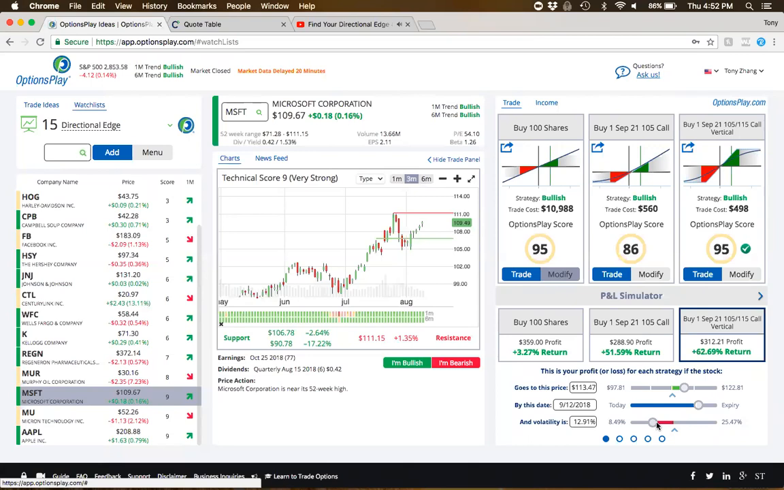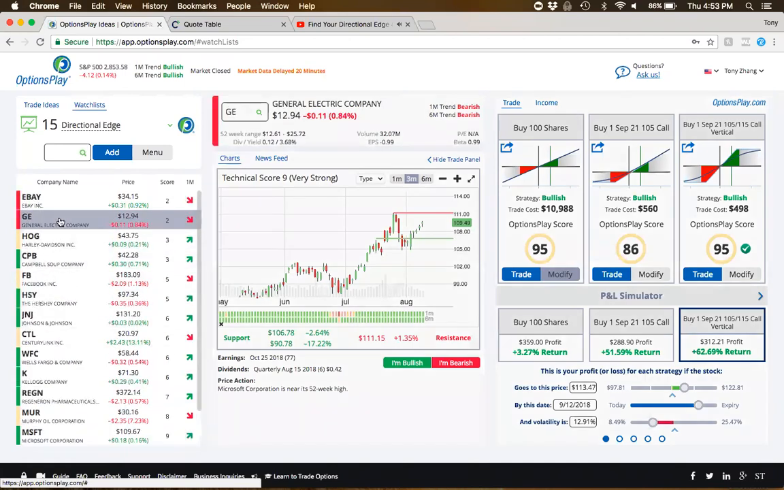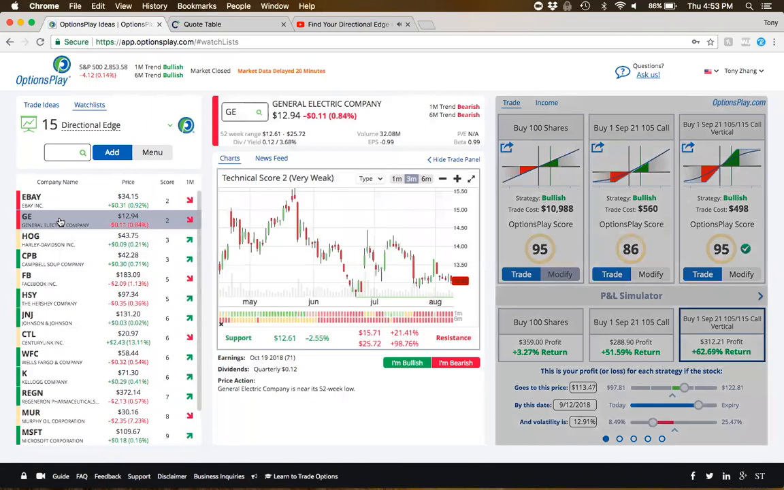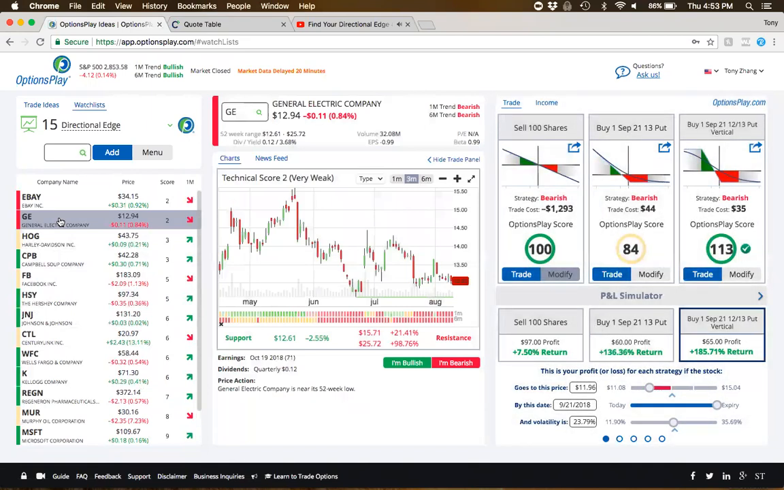This is really designed to allow you to quickly type in any single stock and within a few seconds start to see some starting points for how to take advantage of either a bullish or bearish move on any given stock. So let's take a look at GE. We said before this is a weak stock. It's got 1 month and 6 month trends that are bearish. Maybe we look for some bearish opportunities on GE.